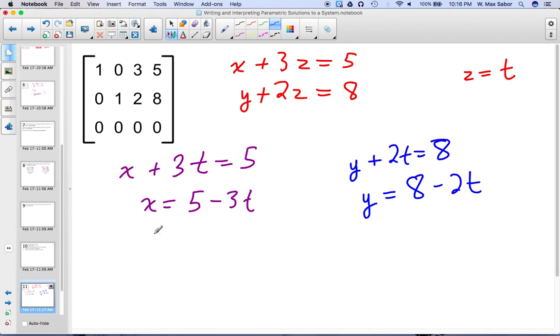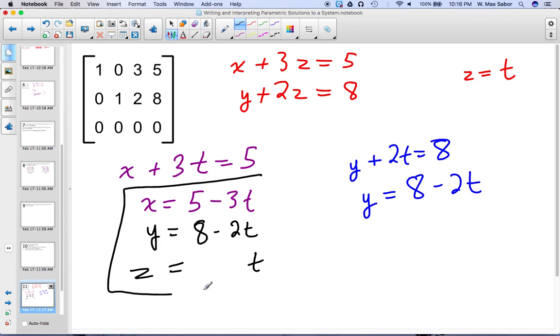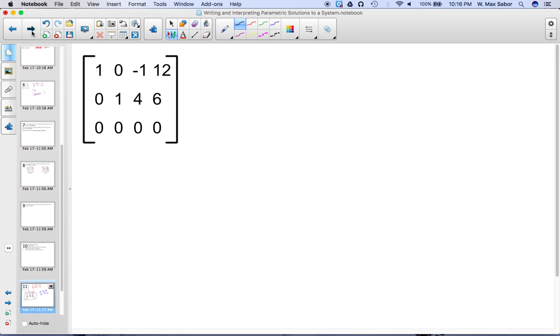So now we have a set of three equations that are in parametric form. We already have x, y equals 8 minus 2t, and then z is just t. So this is the parametric form of a line. We learned how to convert it into symmetric form in the previous unit if you want to do so, but this is how we write it in parametric form.